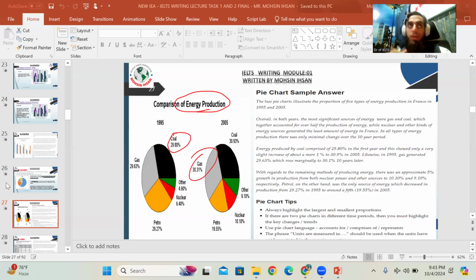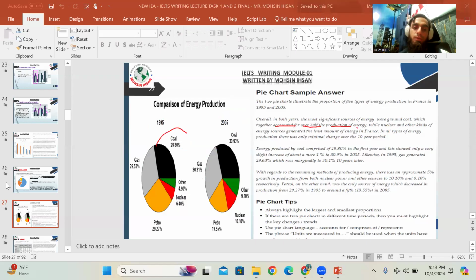आपको ओवरव्यू में बार बार मैंने कहा ना कि ओवरव्यू में कौन सी चीज ज्यादा है और कौन सी चीज कम है, स्टार्ट में और फिर एंड में, राइट? 1995 में और फिर 2005 में. Now, together accounted for over half the production of energy. Like together, both together contain out of 100%, they are containing over half, right? Approximately, इससे ही आपके half percentage आपके बन जाते हैं, like over half, like sorry 50% से थोड़ा ऊपर.